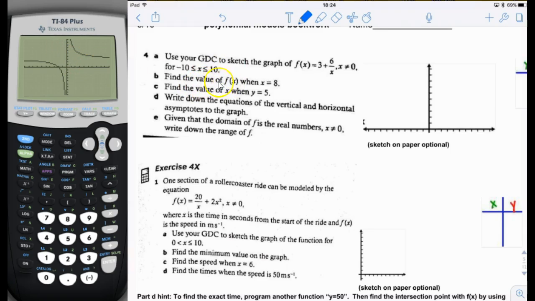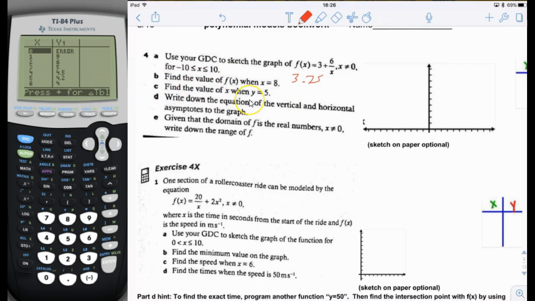Okay, so they want to know what is the height when x equals 8. There's a couple ways to do that. One is second table, and then we'll go down to 8, and we see that it's 3.75. The other way to do it is to go to the graph and do trace and type in x equals 8. Just type in 8 and it'll give you the point 8, 3.75.